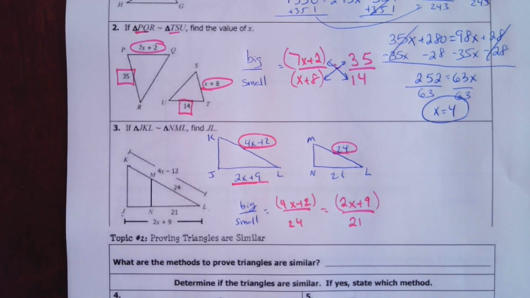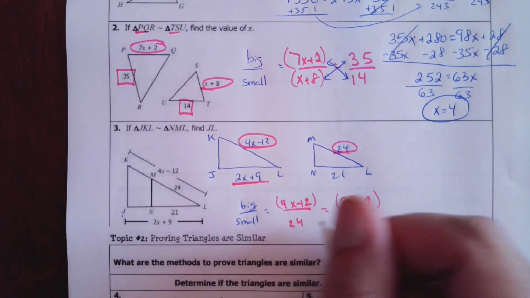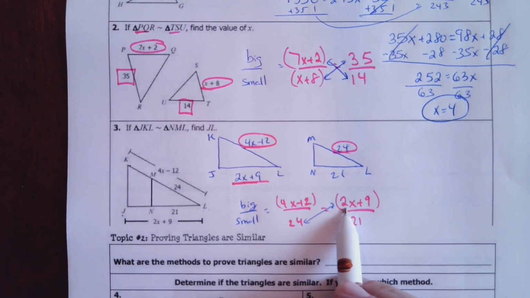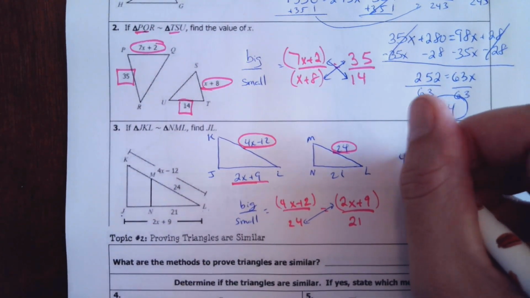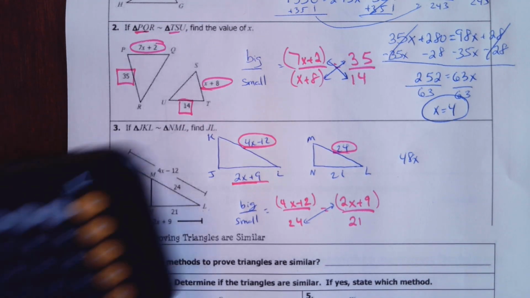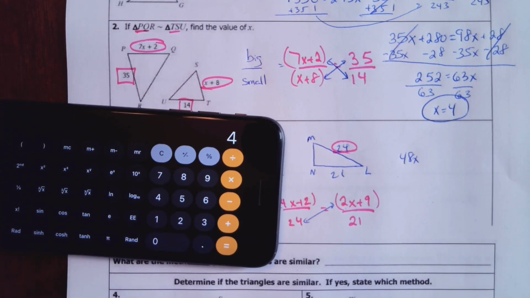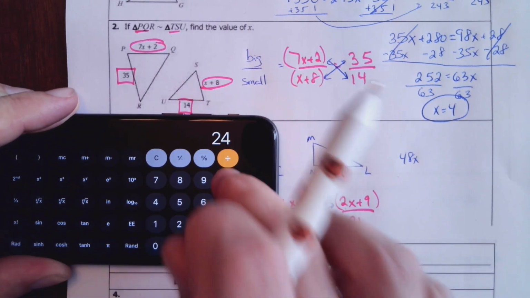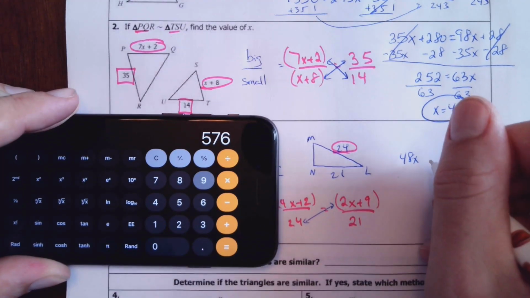All right, so cross multiply again. So we'll go here. 24 times 2, that'll be 48x. Not sure. We'll go here first. So 24 times 9, 576.